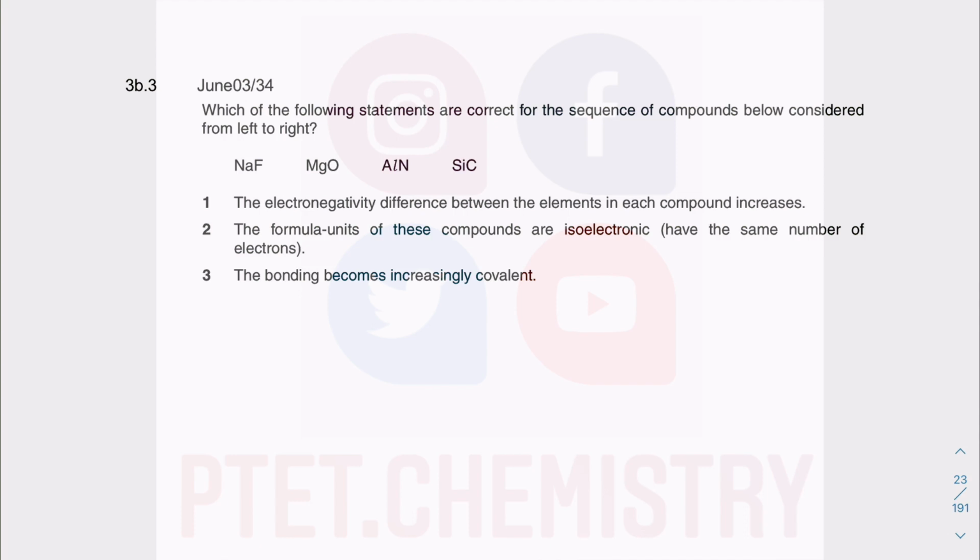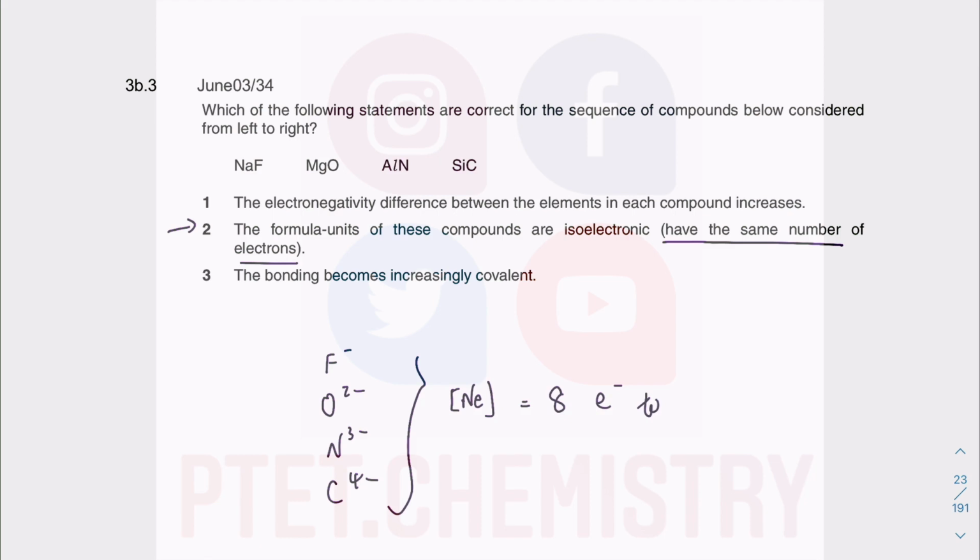In this next question, if we look at number 2 first, it's saying that these compounds have the same number of electrons. When you think about the anions, the anion is F minus, and then you have O2 minus, N3 minus, and carbon 4 minus. You are assuming that they are anionic like that.